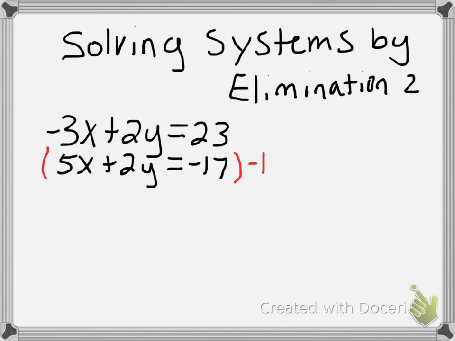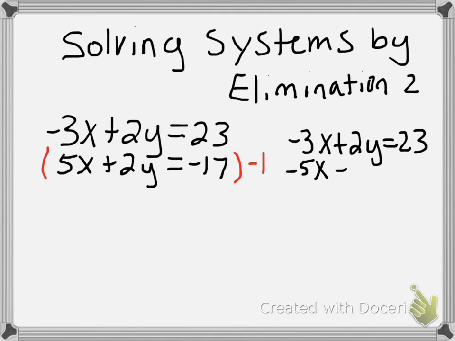So now my new equations, what I would recommend doing is off to the side, write your new equations. Our top equation did not change. Okay, so I'm leaving that one alone. The bottom equation now, because I'm multiplying everything by negative 1, it's going to change its sign. So it's become a negative 5x, it's going to become a minus 2y, and it's going to become a positive 17. Now we can do our elimination like we did in the last video.